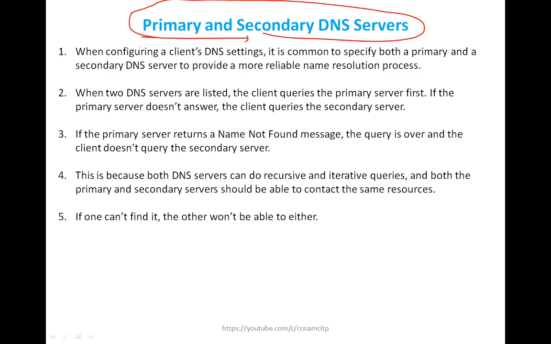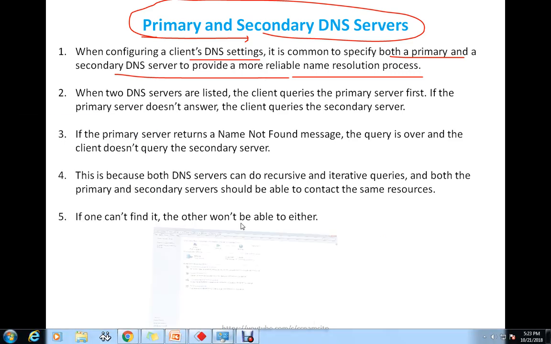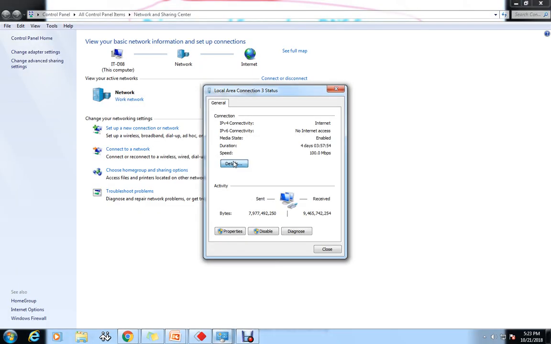So what is that? In simple terms, the primary server will contain the read-only or read-write data of your DNS servers. Let me go through this a little bit here. When configuring client DNS settings, it is common to specify both primary and secondary addresses of DNS servers to provide more reliable name resolution. The meaning is very simple. When we configure DNS for any client, we provide two DNS IPs. One is primary and the second one is secondary.